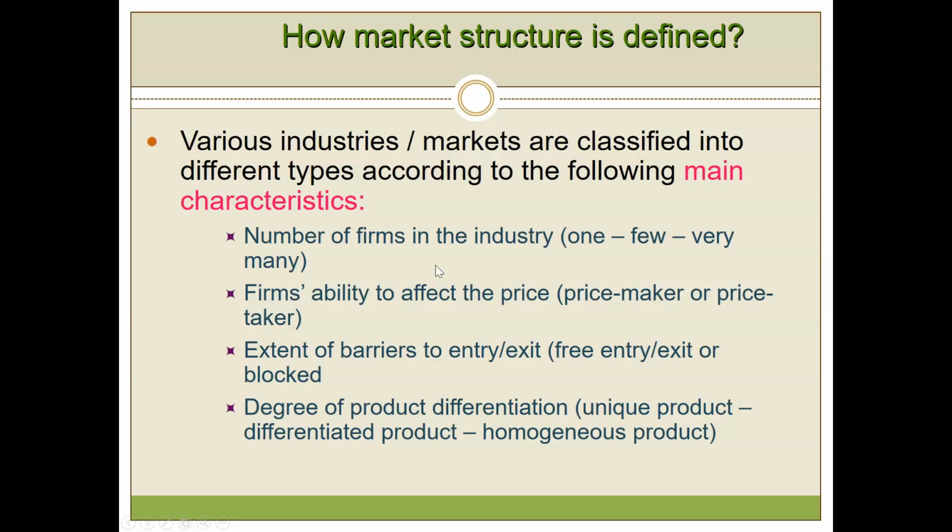First, number of firms in the industry. How many companies operate in this particular market? One, or few, 2, 3, 5 maybe, or very many companies. This will be our first criteria.